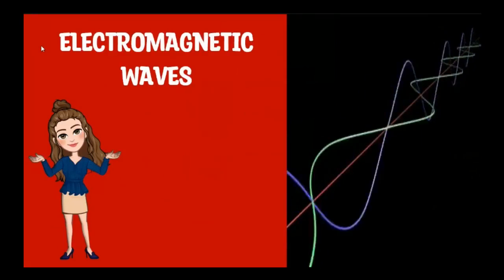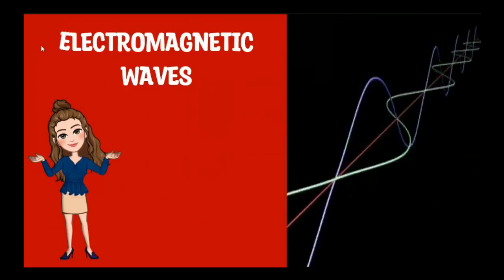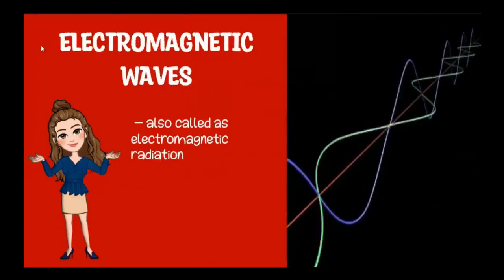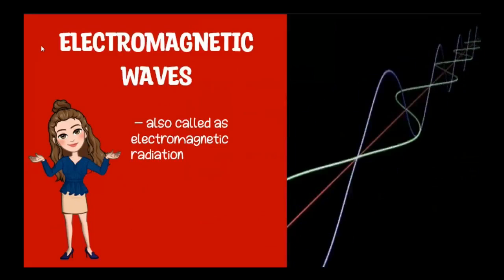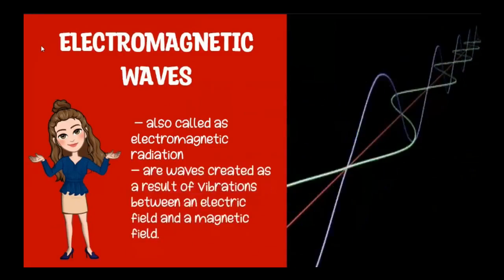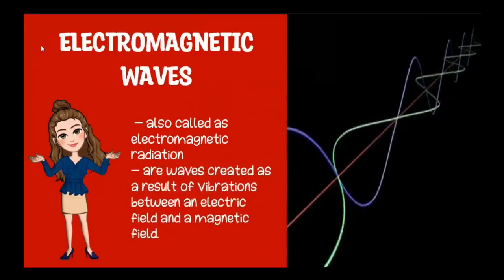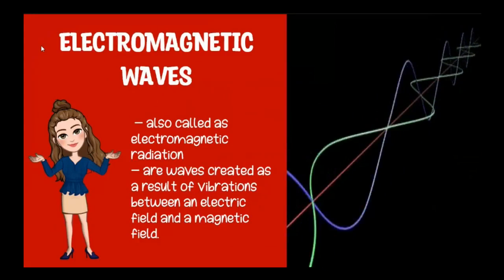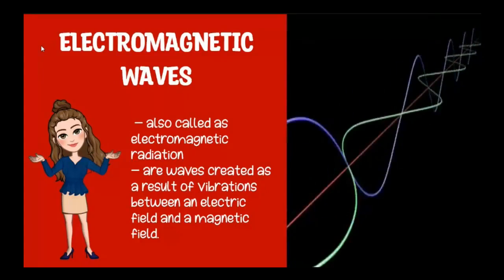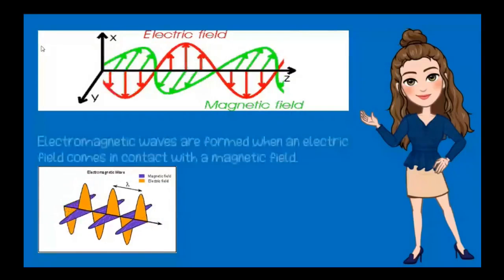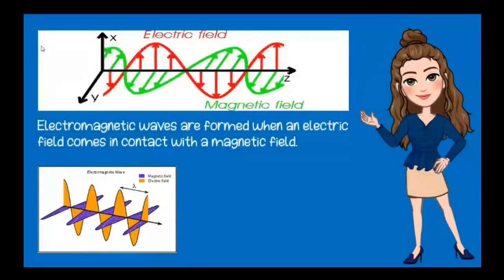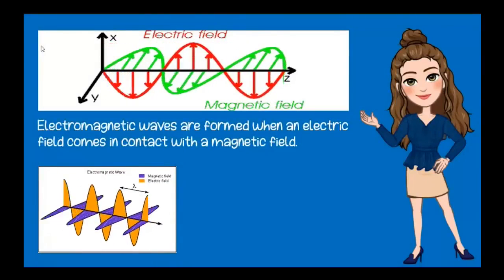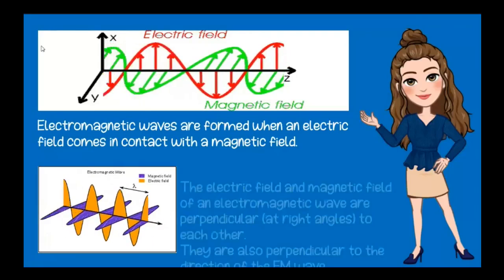Do you know what an electromagnetic wave is? Electromagnetic waves are also called electromagnetic radiation. These are waves created as a result of vibrations between an electric field and a magnetic field. Electromagnetic waves are formed when an electric field comes in contact with a magnetic field.